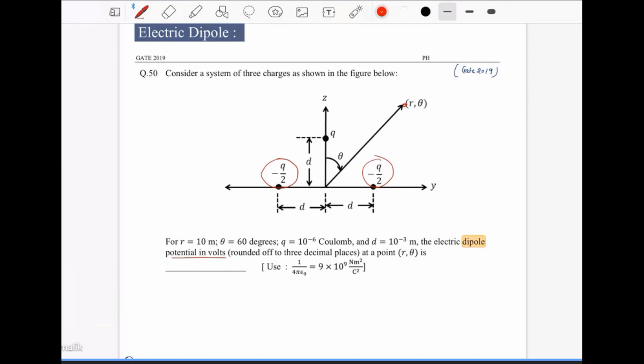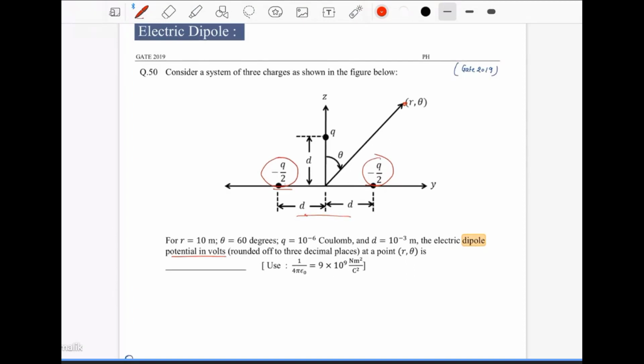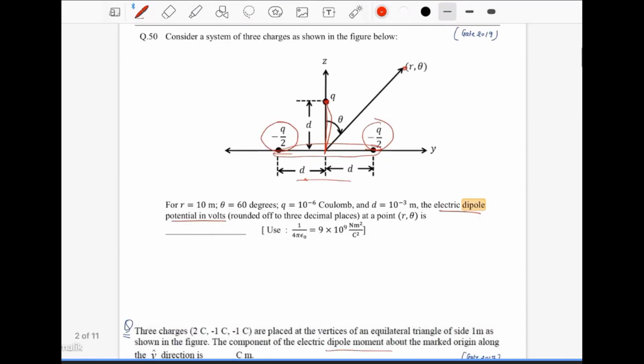So here these two charges, minus q by 2 and minus q by 2, are placed at a distance 2d. So the total combination of minus q by 2 and minus q by 2 will form a complete charge of q placed at a distance d. And similarly, you have a charge q placed at a distance d. So this kind of combination makes a figure very much like an electric dipole moment.